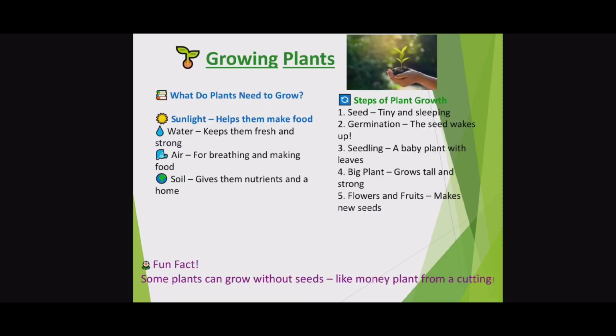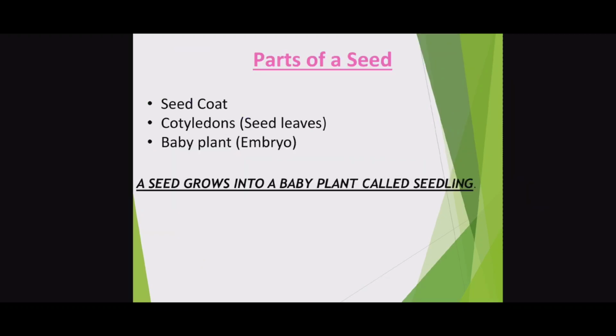Children, plants are very important for us because they give us oxygen, food, shelter and materials, clothing, and medicines. Without plants, life on earth would not be possible. Now, the next topic is parts of a seed.